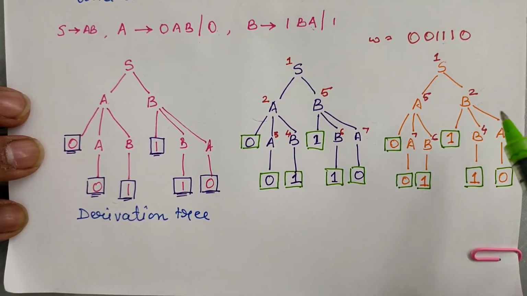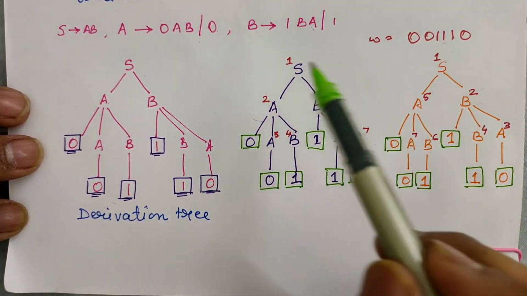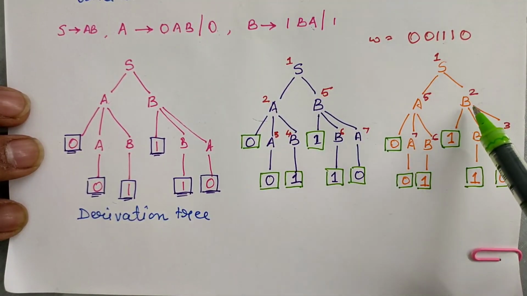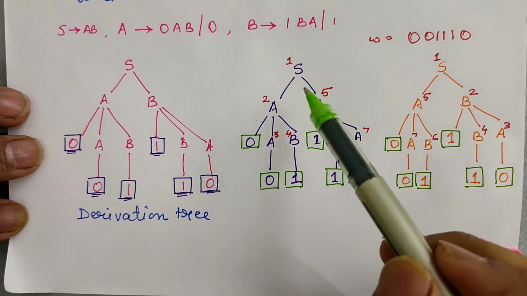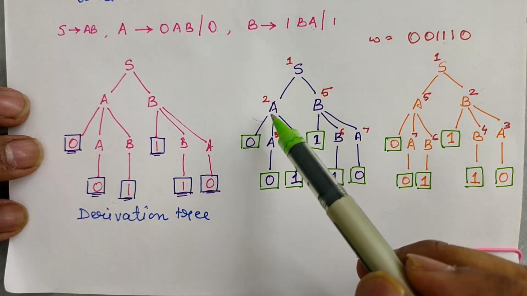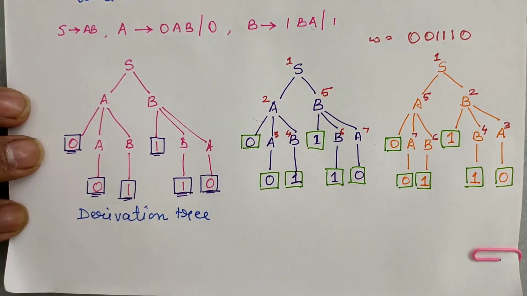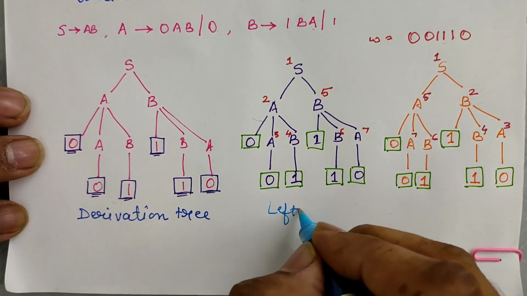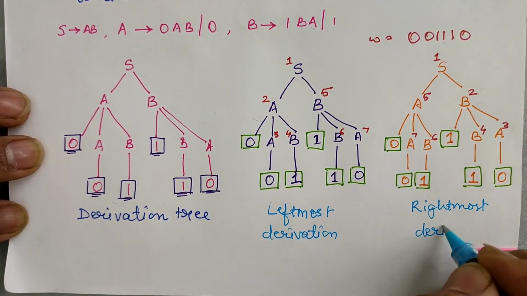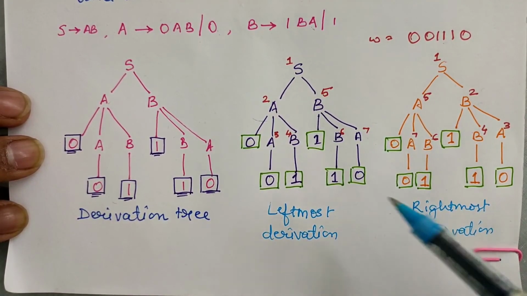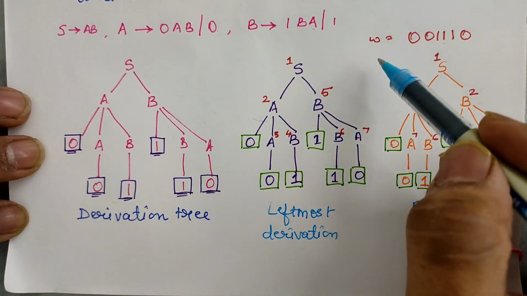My dear friends, so this S is explored first, but then we have explored this B, while in the case of leftmost derivation we explored this A. Hence, this is the rightmost derivation and the leftmost derivation.